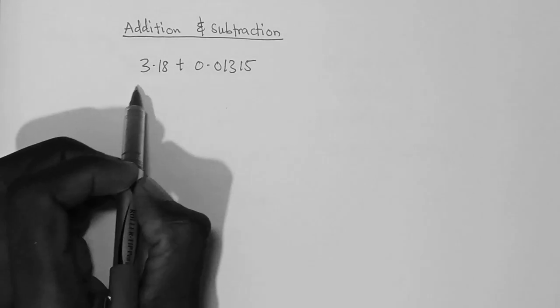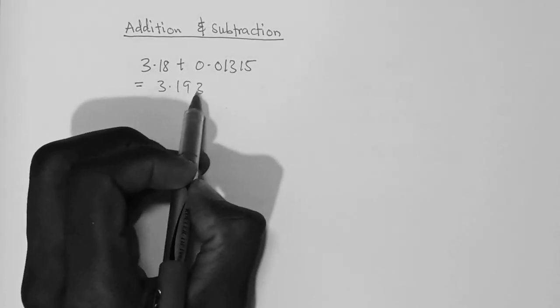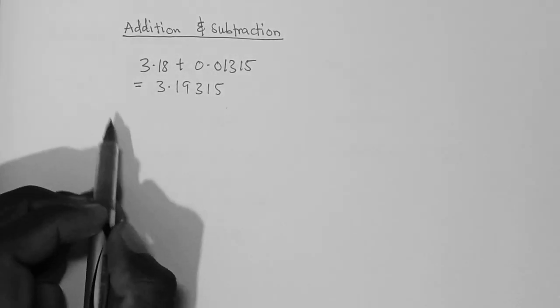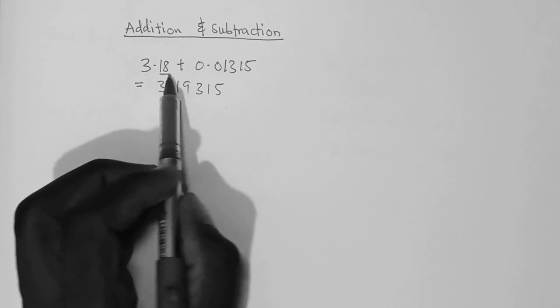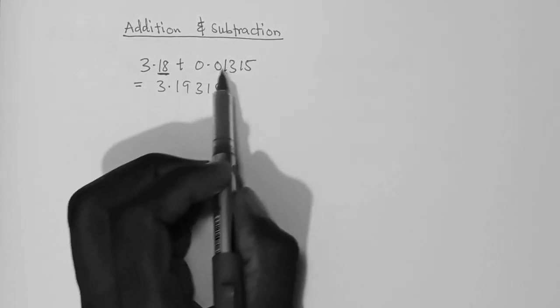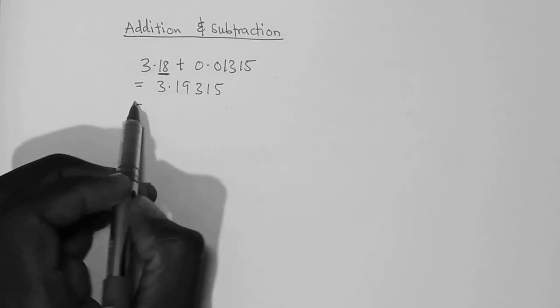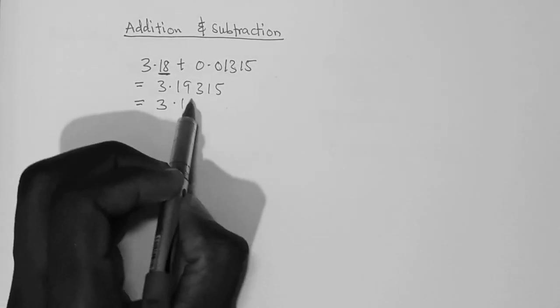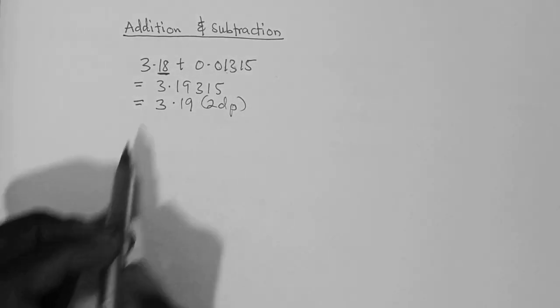If you use a calculator to add them, then you get 3.19315. Nonetheless, we need to leave it in 2 decimal places because that's the least here. Because here is 1, 2, 3, 4, 5 decimal places. So therefore here it will be 3.19, with 2 decimal places.